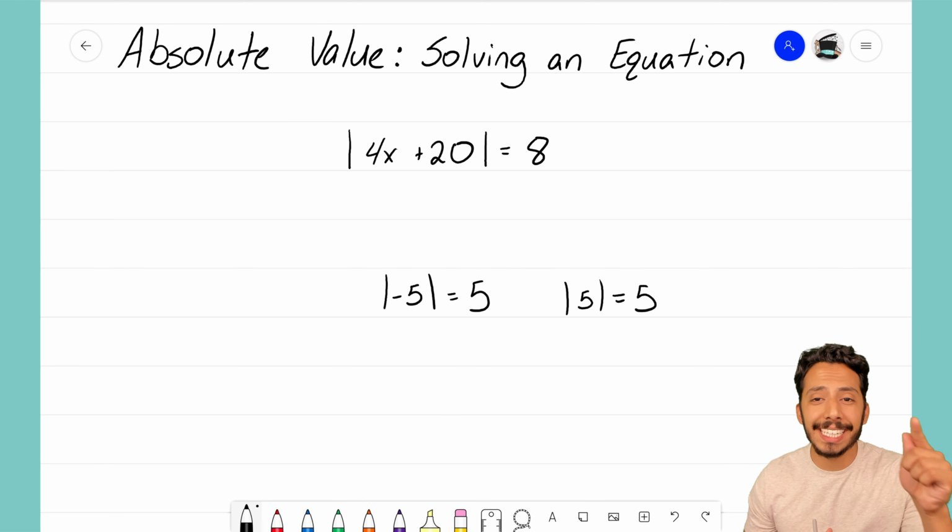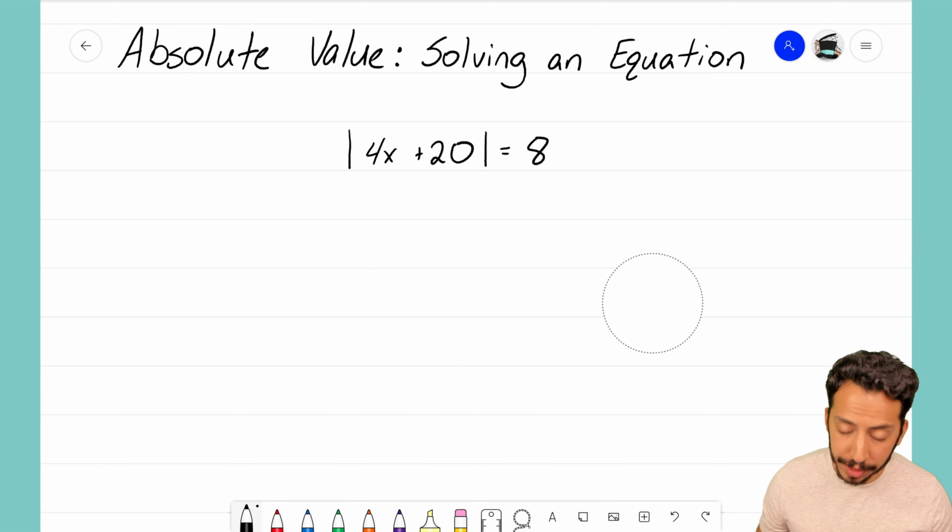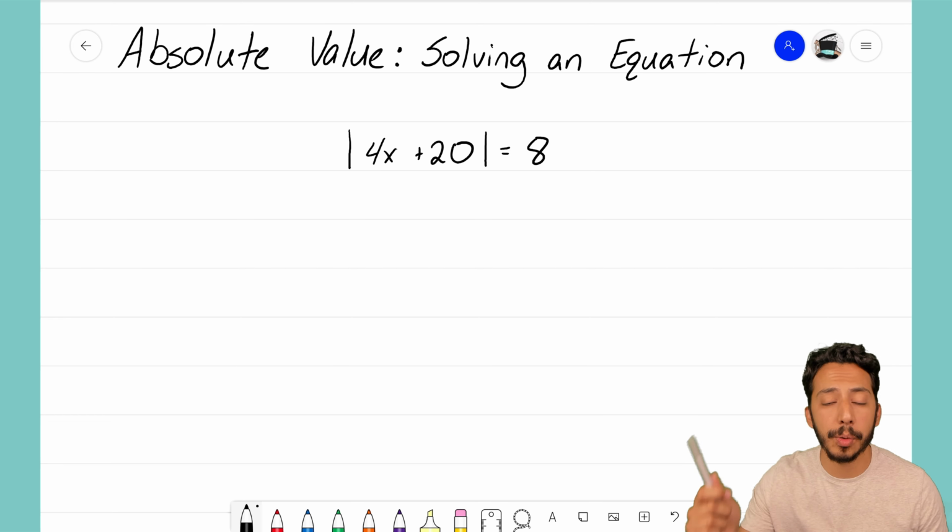Now this idea of having a positive and a negative input giving us the same output is very important when we're solving equations that use absolute value. Because look down here. I got an answer of 5 with a negative and a positive number. That thinking is exactly what we're going to use to solve this equation.